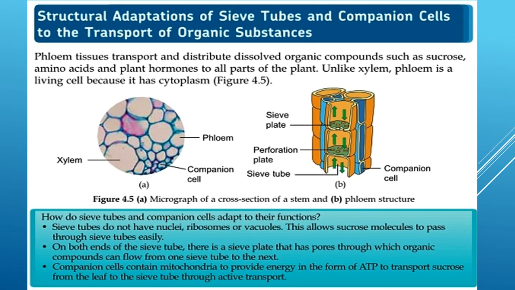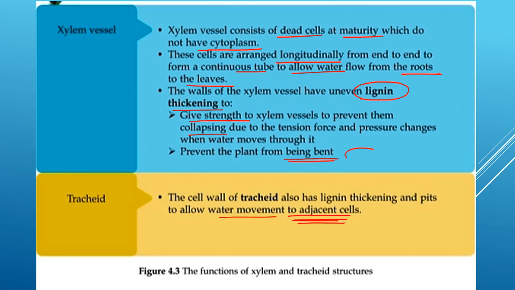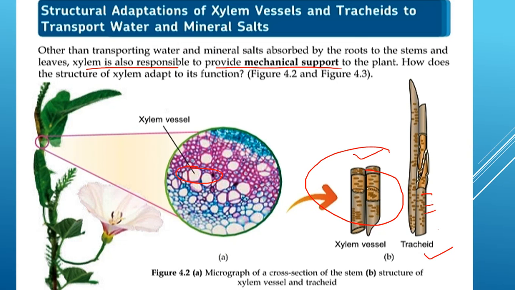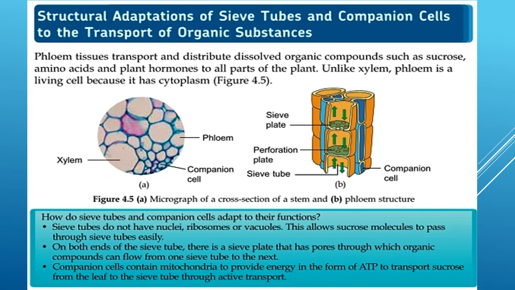So structural adaptations of sieve tube and companion cell to the transport of organic substances. Kalau tadi itu adalah untuk xylem vessel and tracheid untuk water and mineral salt. Kali ini adalah sieve tubes and companion cell. Ini adalah untuk transport food ataupun organic substance hasil photosynthesis. So here phloem tissue transports and also distributes dissolved organic compounds such as sucrose, amino acids, and also the plant's hormones to all parts of the plants.